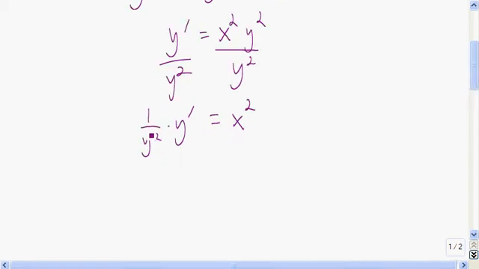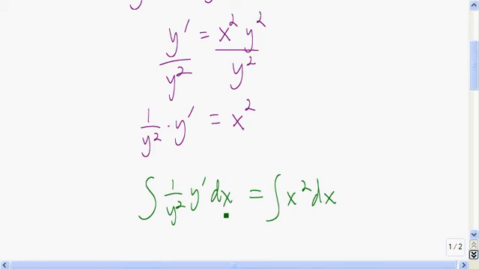Okay, since these two are equal, if I integrate both sides with respect to x, they're going to be equal as well. So I'm going to integrate the left side with respect to x, and that's going to equal the integral of the right side with respect to x.